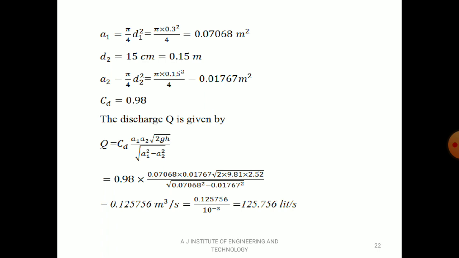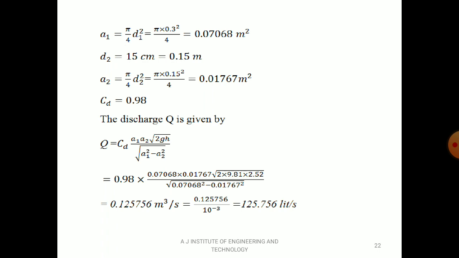Q equals, the CD value is 0.98, so 0.98 into A1 value 0.07068, A2 is 0.01767, and H is 2.52. So 0.98 into 0.07068 into 0.01767 into square root of 2 into 9.81 into 2.52 divided by square root of 0.07068 square minus 0.01767 square. So upon simplification, 0.125756 meter cube per second.